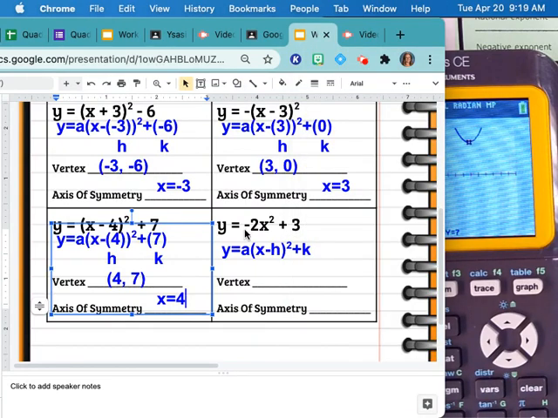Okay, let's go to the next one. Negative 2x squared plus 3. So where is the h? Where's the k?